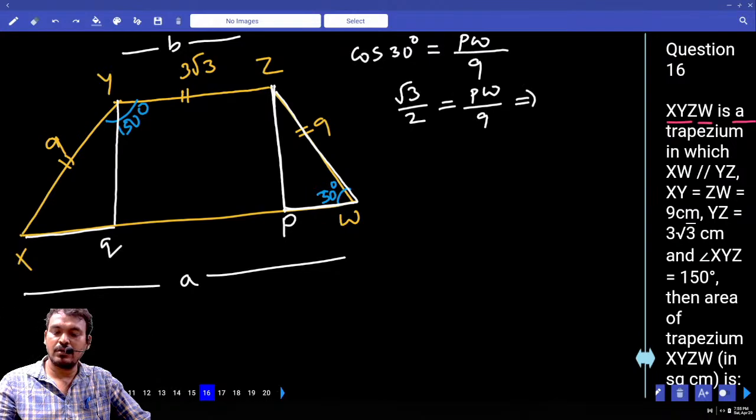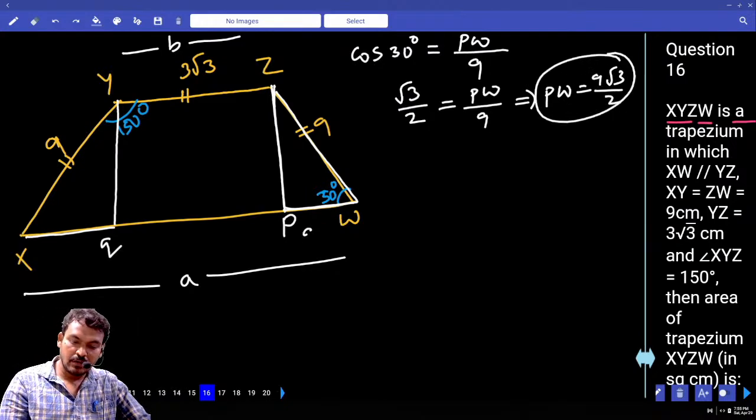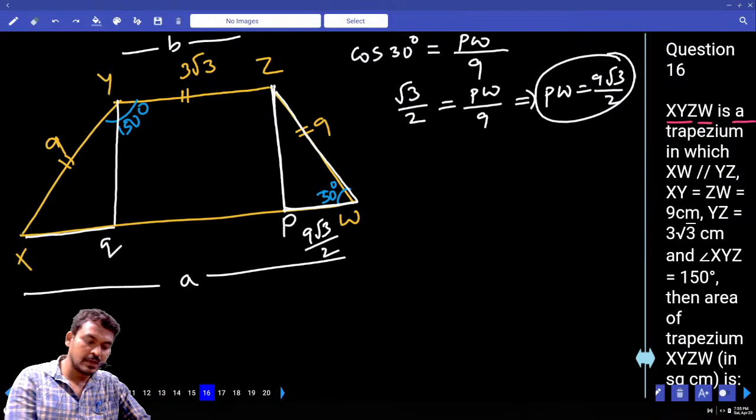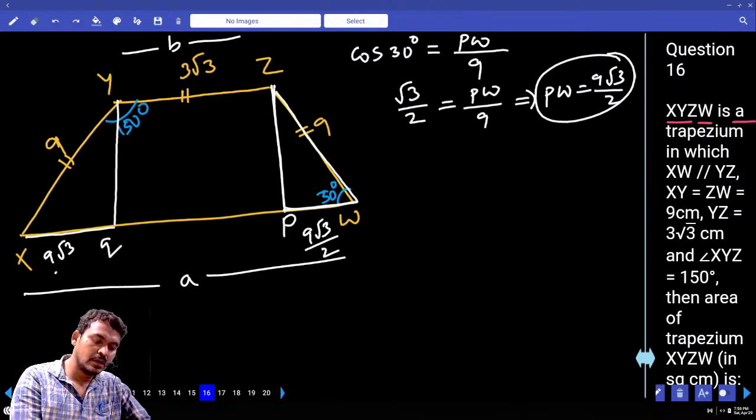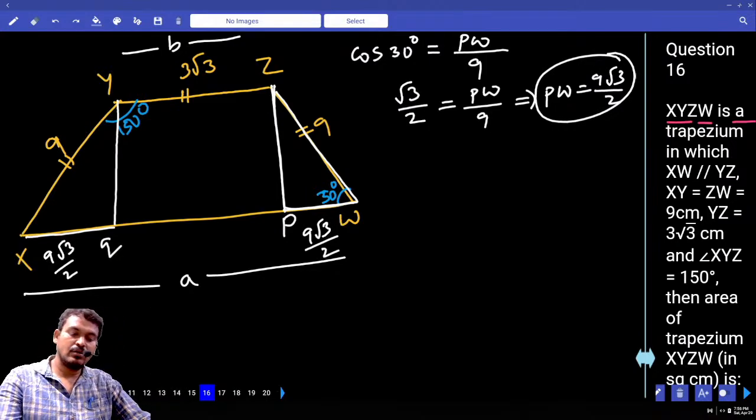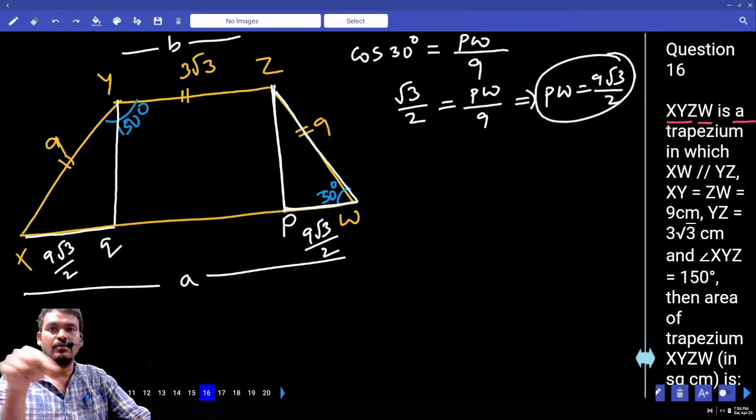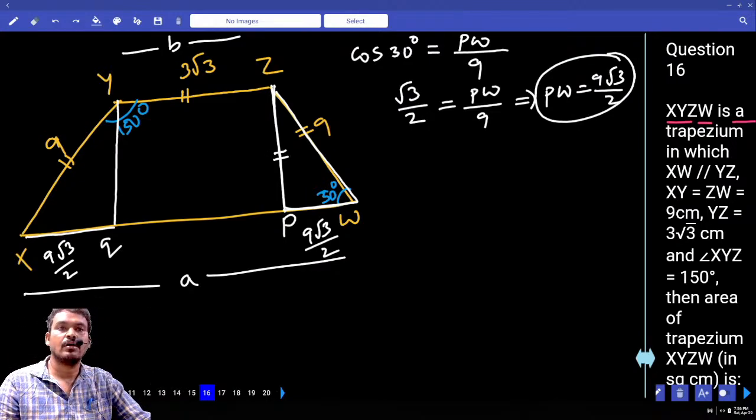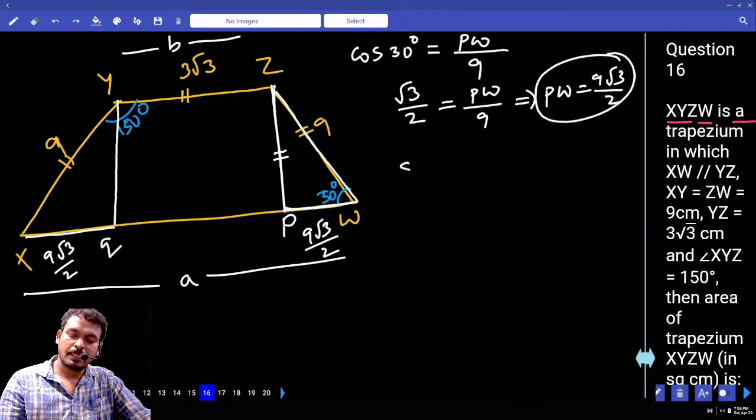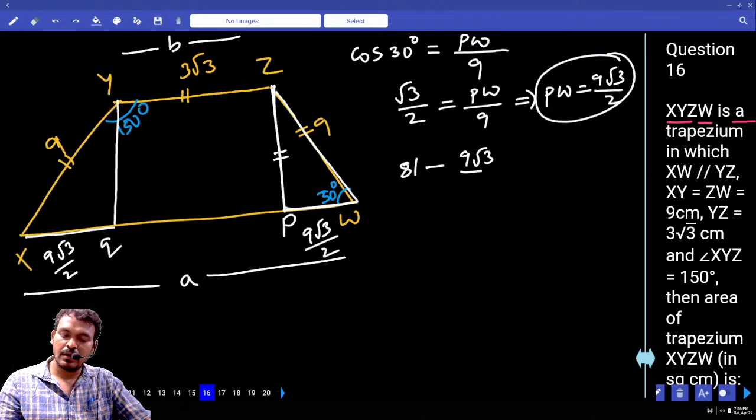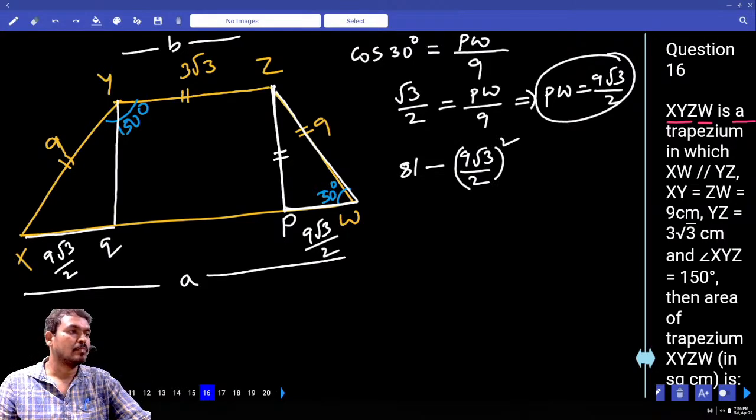Then PW equal to how much? 9 root 3 by 2, or not? If it is 9 root 3 by 2, means it is also 9 root 3 by 2 for QX, or not? And we know the hypotenuse value, we know the base value. Obviously we are getting the height value, or not? Okay. What is the 9 square? 81 minus (9 root 3 by 2) square, or not? That is equal to which value?